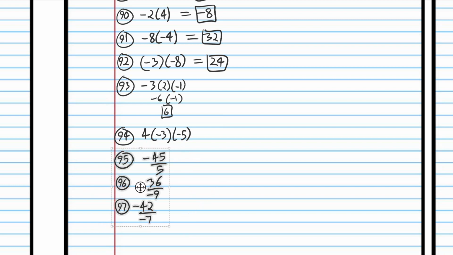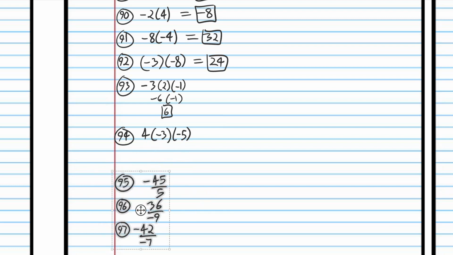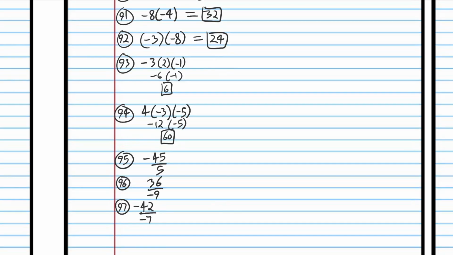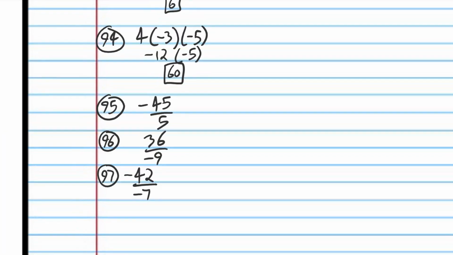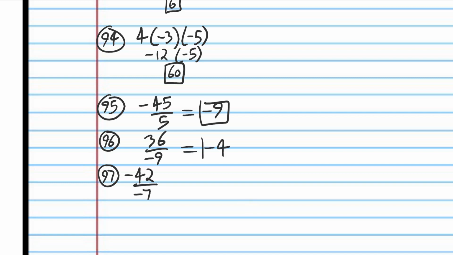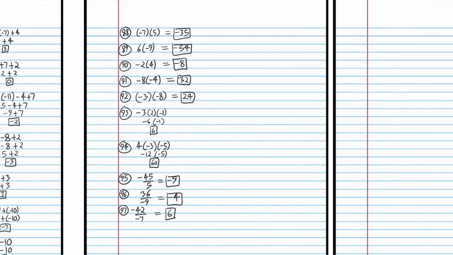And let me give you some space here for this one. 4 times negative 3 is negative 12. Negative 12 times negative 5 is positive 60. That was kind of a challenge problem. And that would be negative 9 and negative 4 and 6. So if you got those answers, good job.